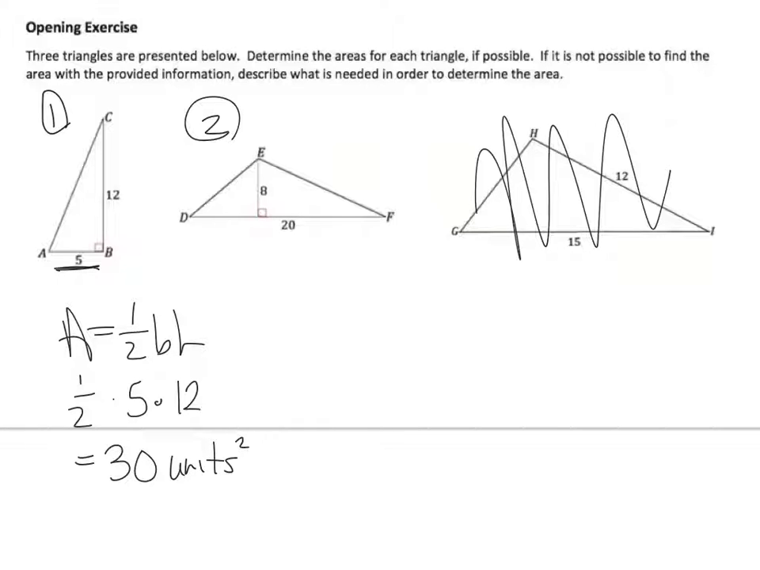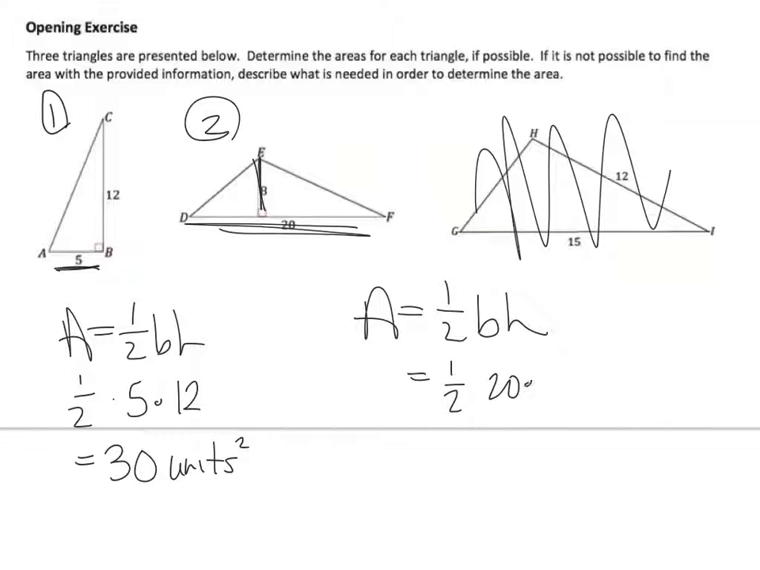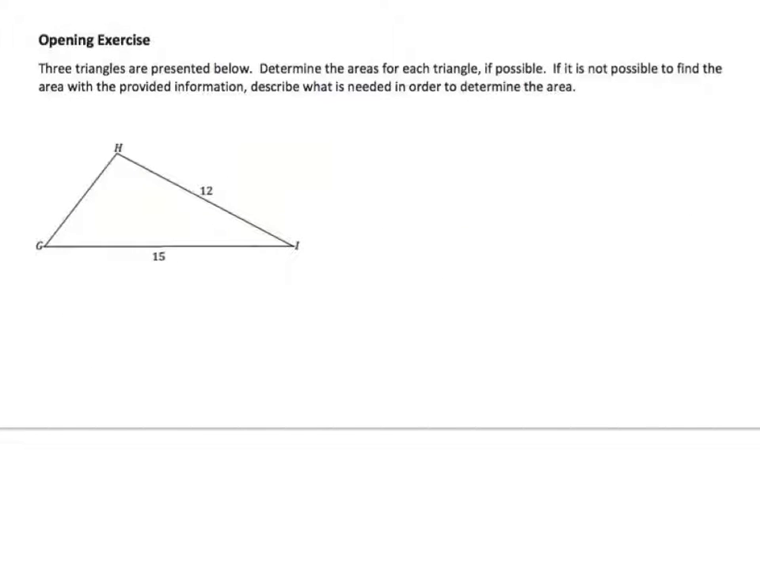If we look at the second one here, again, 1/2 base times height. Base is 20 and the height is 8. 20 times 8 is 160. 1/2 of 160 is 80. Units squared. Cool, let's look at that last one. So you see it here. I have area equals 1/2 base times height.